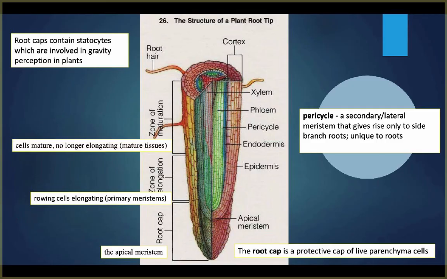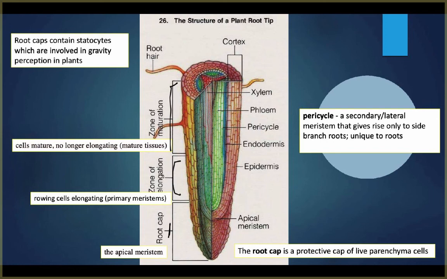And so you have here the root cap, and this is what's called the apical meristem. This is where the primary plant body grows by the activity at the apical meristem. And then you have what's called the zone of elongation. This is the region of growing cells of elongation. This is a primary meristem. And up here is the zone of maturation. This is where cells mature. They're no longer elongating. They're pretty stable.